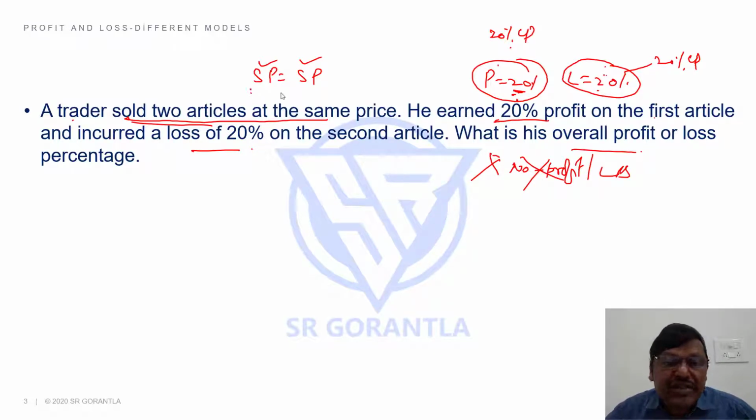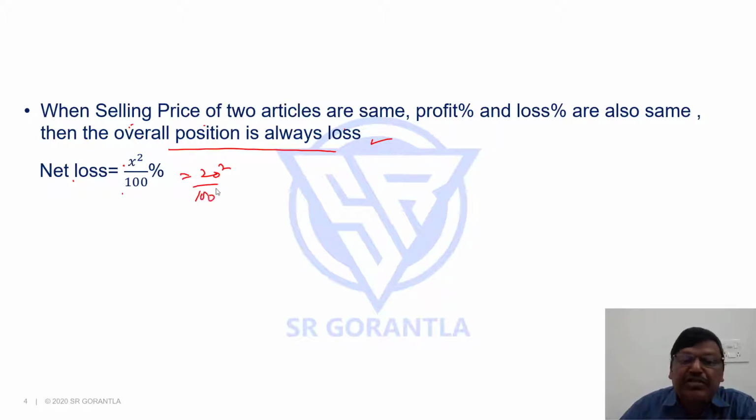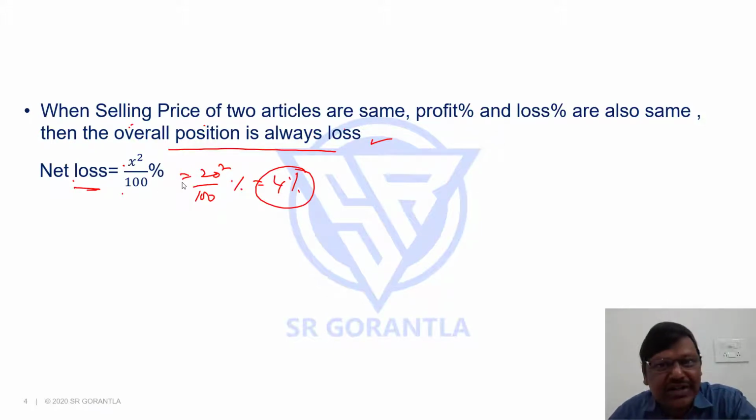In fact, when selling price of two articles are equal, profit and loss percentage are equal, my net position is always loss. This is the shortcut. When SPs of two articles are same, profit and loss percentage are same, the net position is always loss, and net loss equals x square by 100%. That is 20 square, where x is the profit or loss percentage. That is 20 square by 100%. That is 4% is the loss. That's my answer. This is the shortcut.